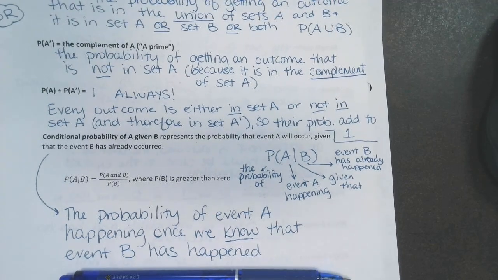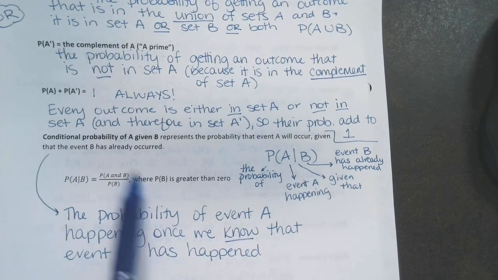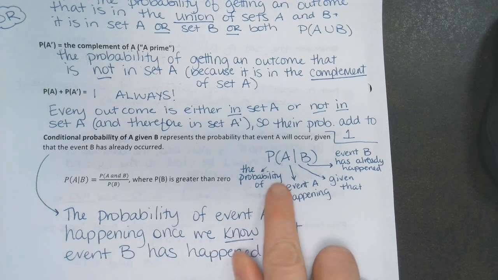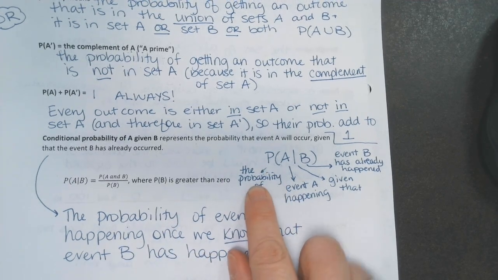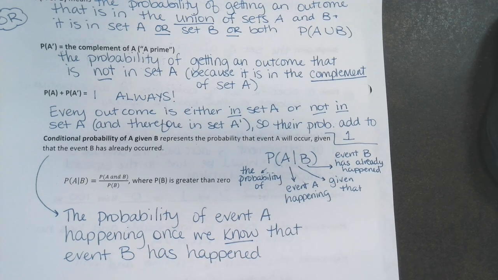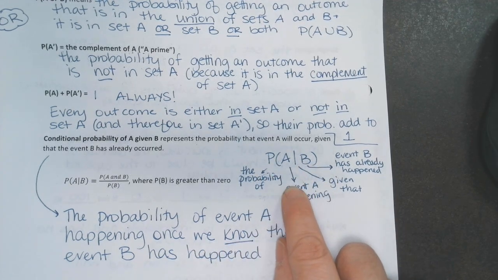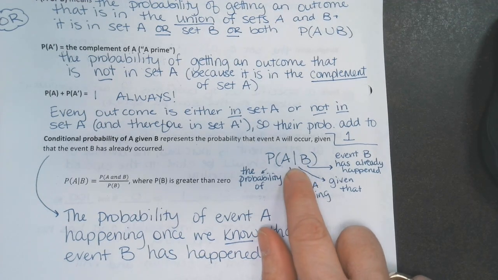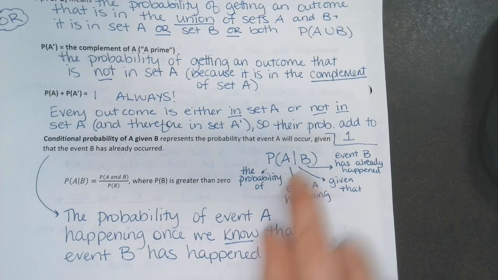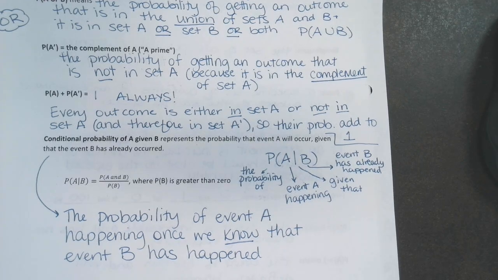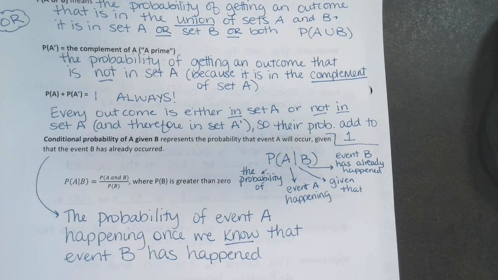So this, I know, looks very mathematical, a little scary maybe. So I broke it down over here. The P means the probability of. So we always have the probability of whatever's in my parentheses. The probability of A, of event A happening, given, this straight up and down line means given that event B has already happened. So the probability of event A happening once we know that event B has already happened. Okay? And again, we'll do some examples of this and kind of think about that.